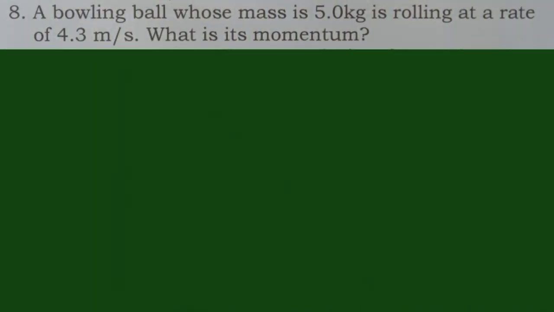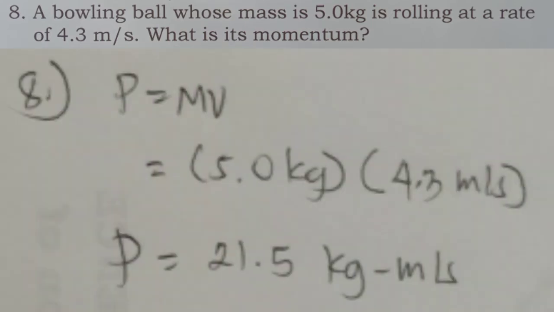Question number 8. A bowling ball whose mass is 5 kilograms is rolling at a rate of 4.3 meters per second. What is its momentum? The value of our mass is 5 kilograms and the value of our velocity is 4.3 meters per second. So again, we are going to multiply the two given numbers and the answer is 21.5 kilograms dash meter per second.